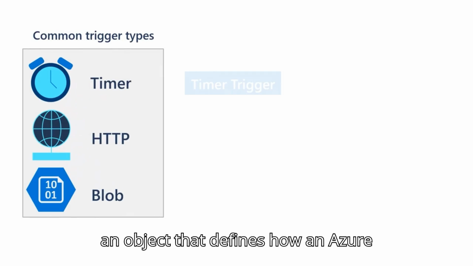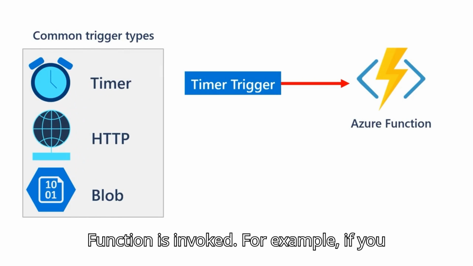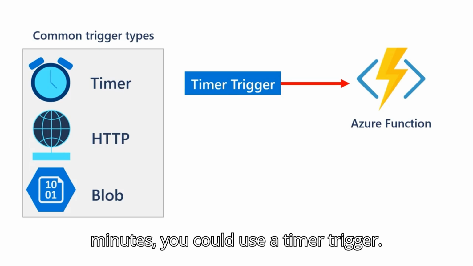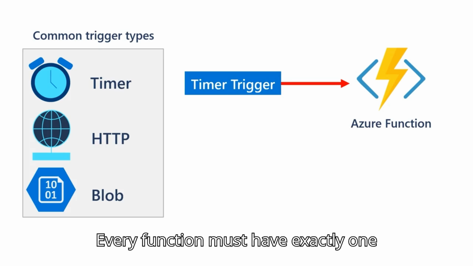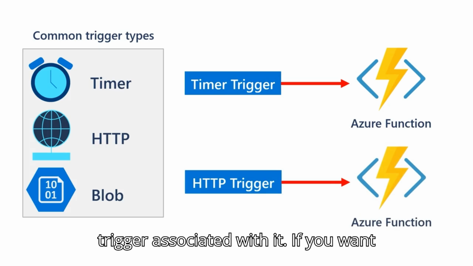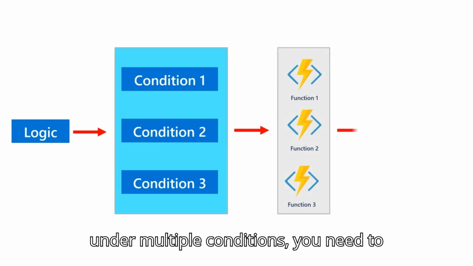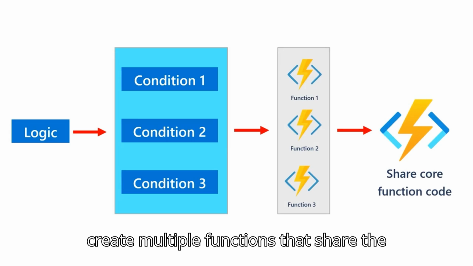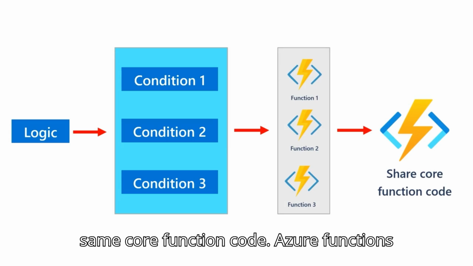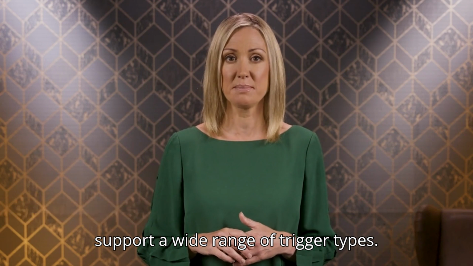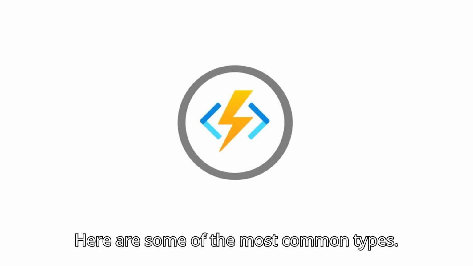A trigger is an object that defines how an Azure function is invoked. For example, if you want a function to execute every 10 minutes, you could use a timer trigger. Every function must have exactly one trigger associated with it. If you want to execute a piece of logic that runs under multiple conditions, you need to create multiple functions that share the same core function code. Azure Functions support a wide range of trigger types. Here are some of the most common types.